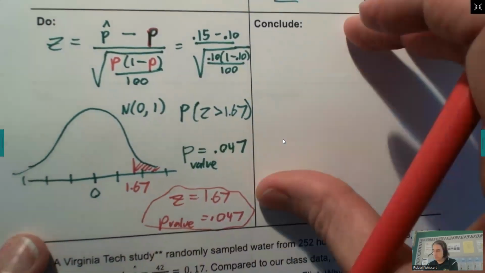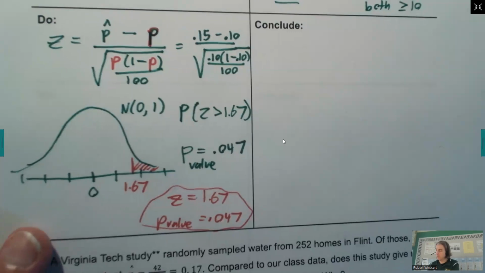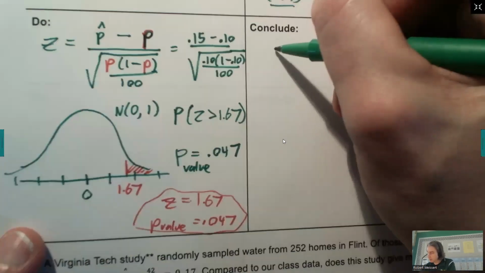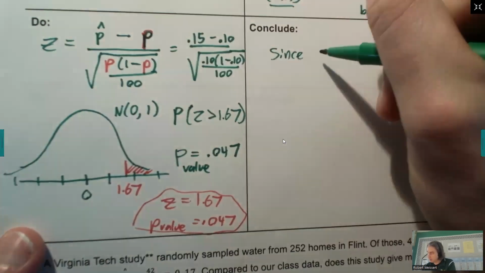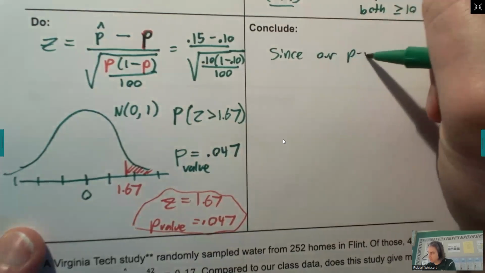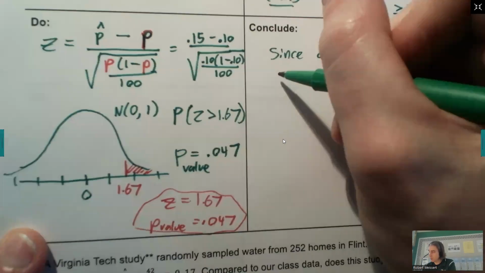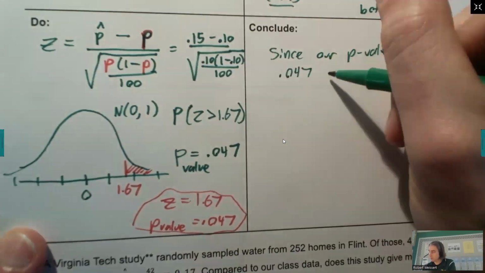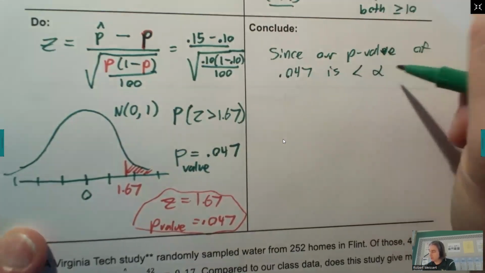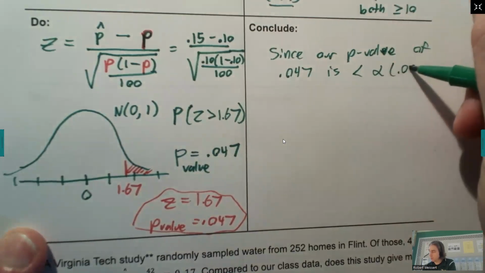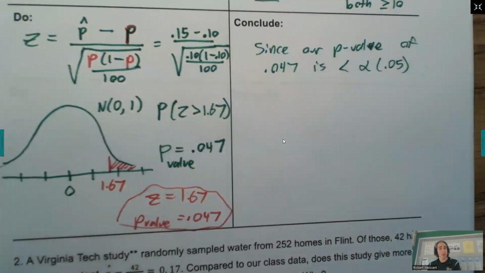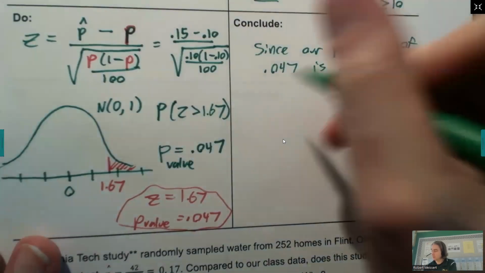Now your conclusion always is going to be linked back to your alpha level. So you would say, since our p-value of 0.047 is less than alpha at 0.05, we're going to reject the null hypothesis.